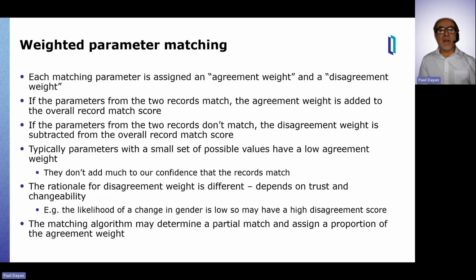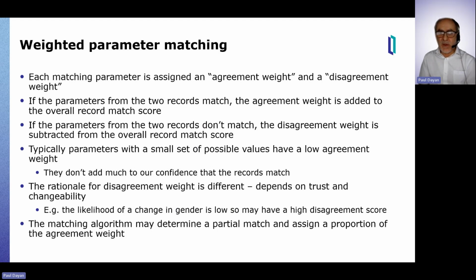After normalization, Patient Index compares the parameters using intelligent matching algorithms. Each parameter is configured with an agreement weight and a disagreement weight. If the parameter matches, the agreement weight is added to the total score for the pair. If the parameter doesn't match, the disagreement weight is subtracted from the total score.